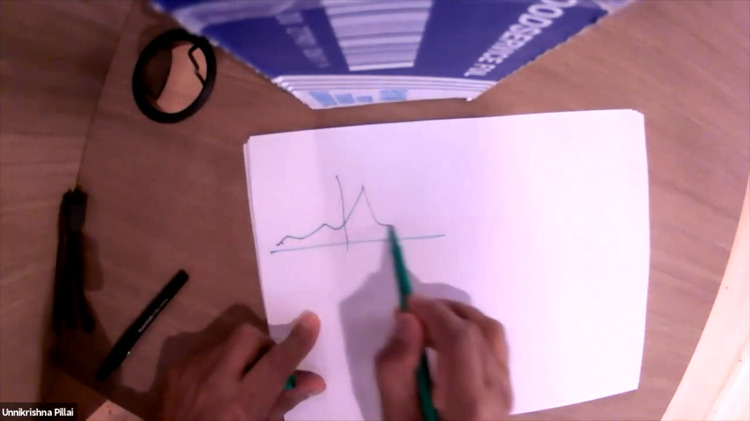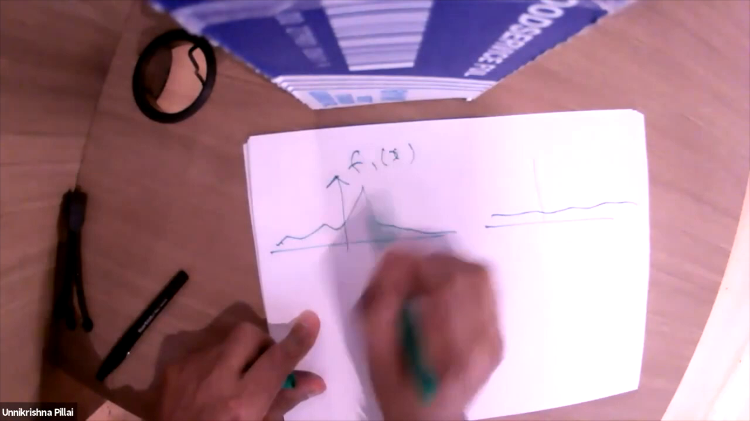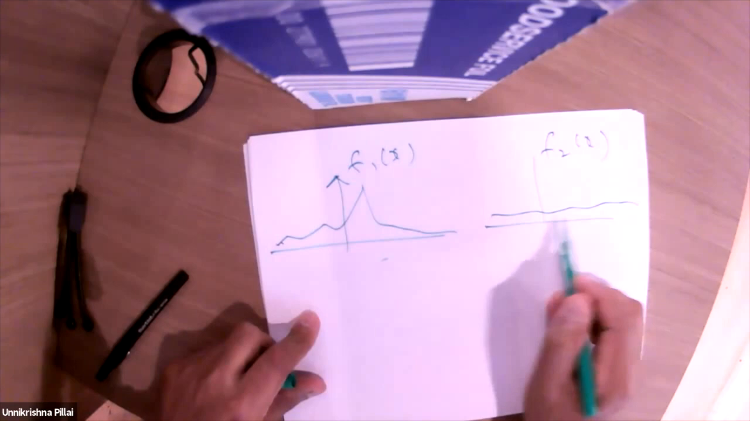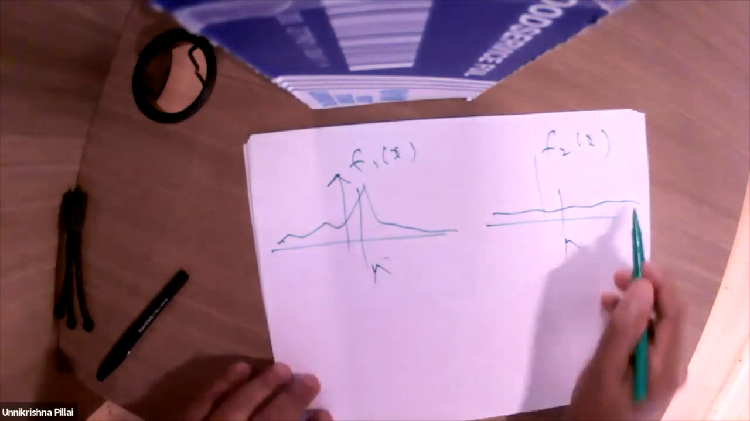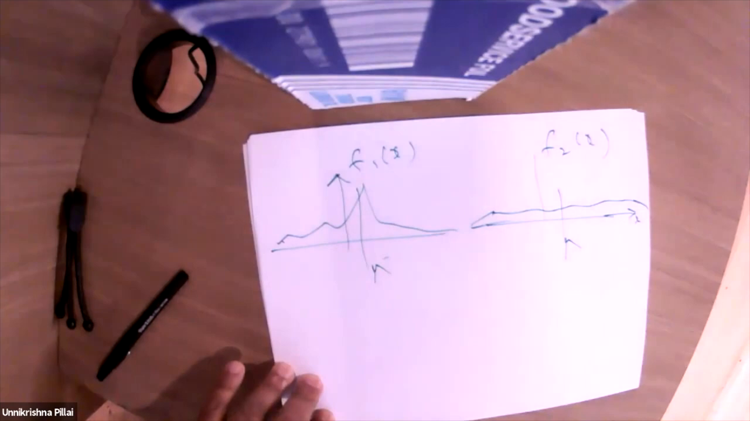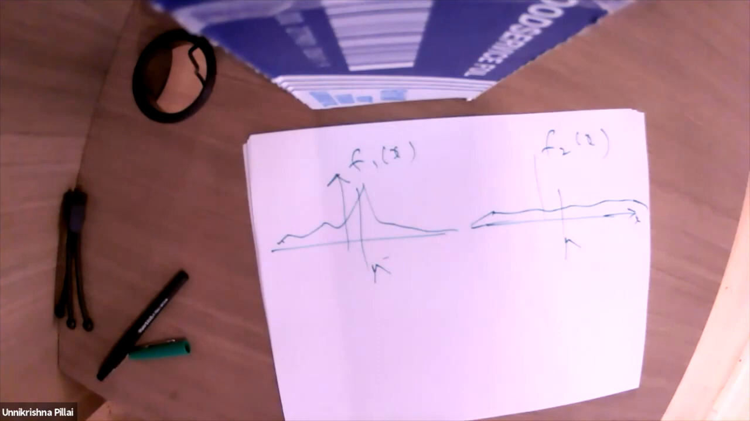So if you have two density functions, so this is one density function, this is another density function. It looks like the mean is the same for both of them, let's say somewhere here. So the mean is the same, but you can see the density functions are drastically different. Remember, the area under the density function for both of them is one, but looking at the nature, which one do you think has larger variance? The first one or the second one? The first one has larger variance.